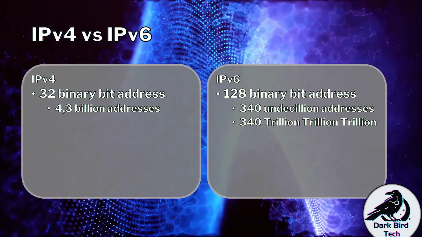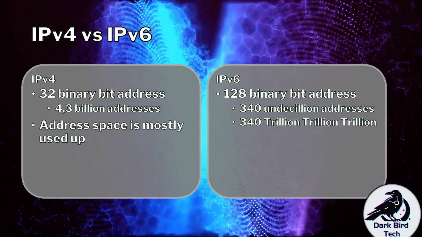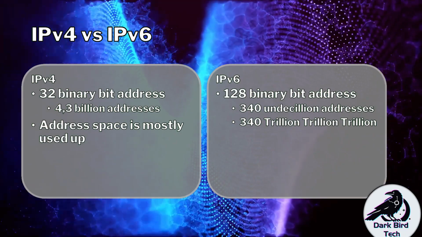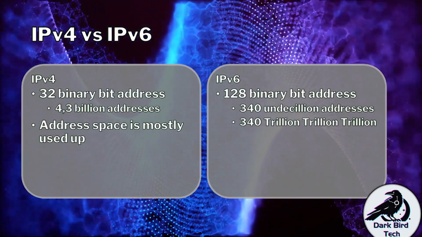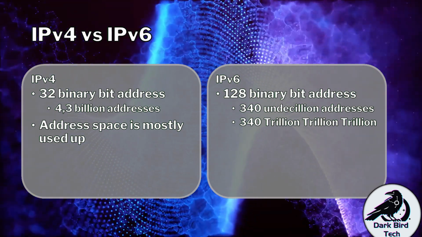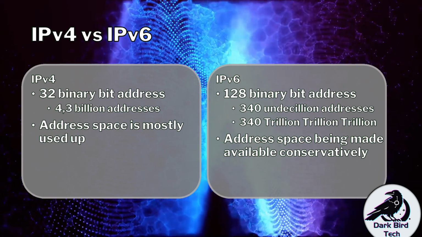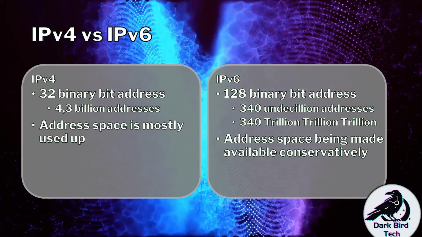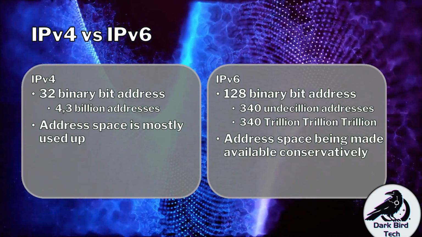And the reason why we have to look at this is because IP version 4's address space is pretty much used up. We're just doing a very good job of treading water right now with the current allocation of IPv4 addresses for public routing. Whereas the IPv6 address space is being made available very conservatively, and even if it wasn't, we have plenty of addresses to go with.